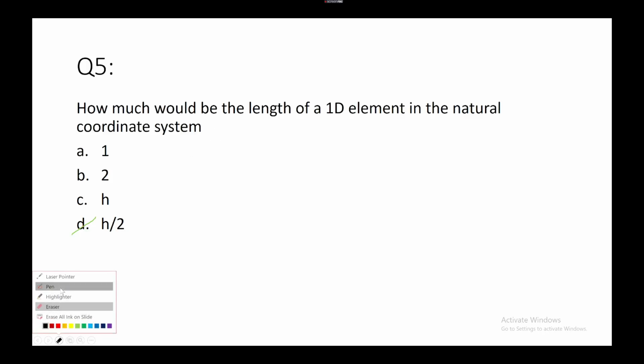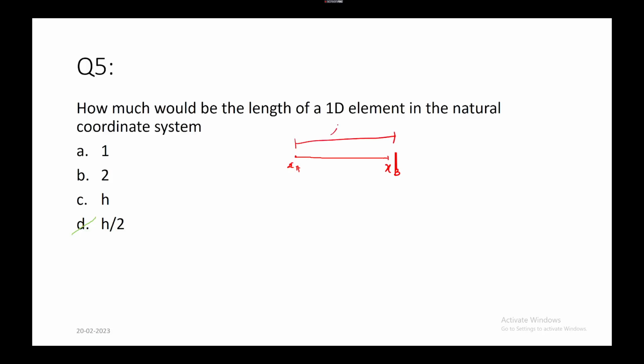Do you have any idea what a natural coordinate system is? You can try to recall from the week 3 lectures. So natural coordinate system. Let us say this is my element, and let us say I am going in the x direction. This is xa and this is xb. So let us say the element length is h. So is this a natural coordinate system? This is an x coordinate system. So is this natural?